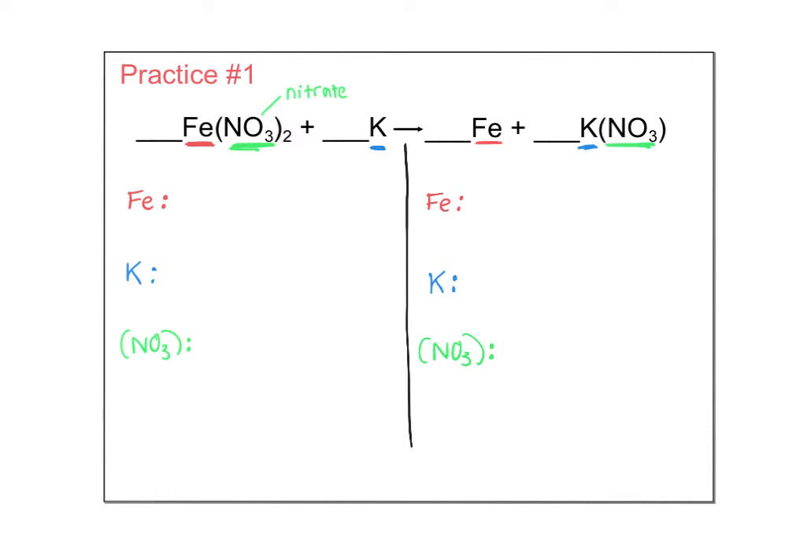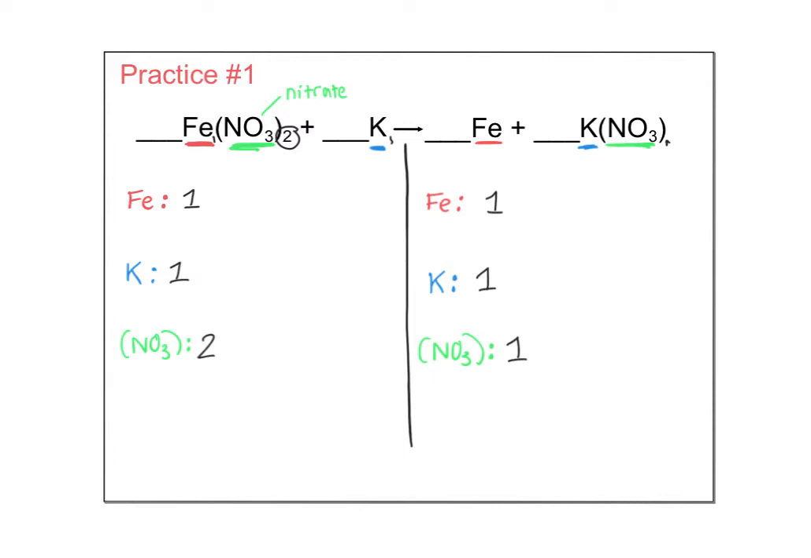To start, I have 1 of the Fe, I have 1 of the potassium, and because of this 2, I have 2 nitrates. On my product side, I have 1 Fe, 1 K, and there's no number outside the parentheses, so 1 nitrate. Now we're going to start by looking for anything unique or anything that's not balanced. So 1 and 1, that's balanced. 1 and 1, that's balanced. So the only thing that's not balanced is the nitrate, and that is kind of unique. It is something that's jumping out and catching my eye because it's that group of atoms.